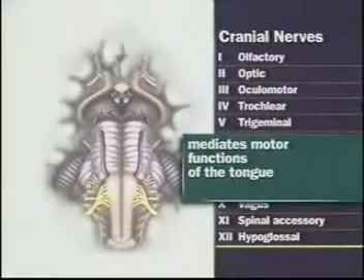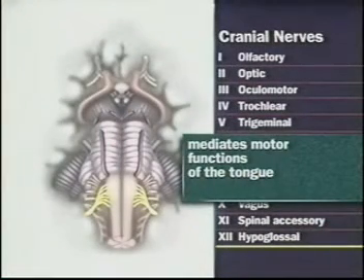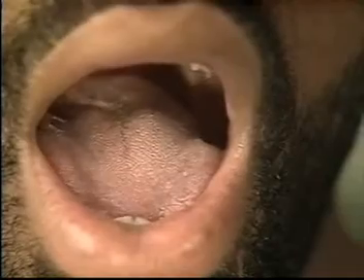Cranial nerve 12, the hypoglossal nerve, mediates motor functions of the tongue, which in turn affect articulation of words. Inspect the patient's tongue as it lies on the floor of his mouth. Observe for fasciculations. There should be none.